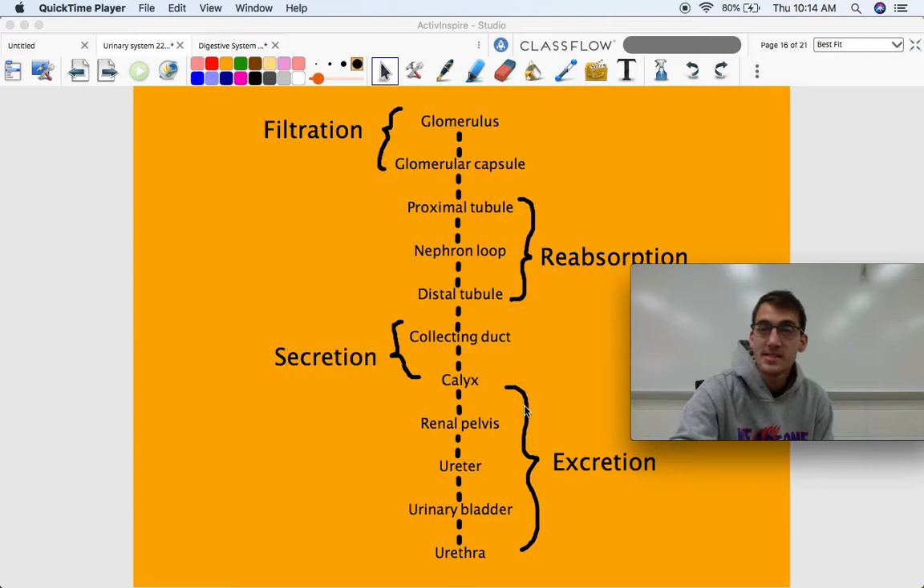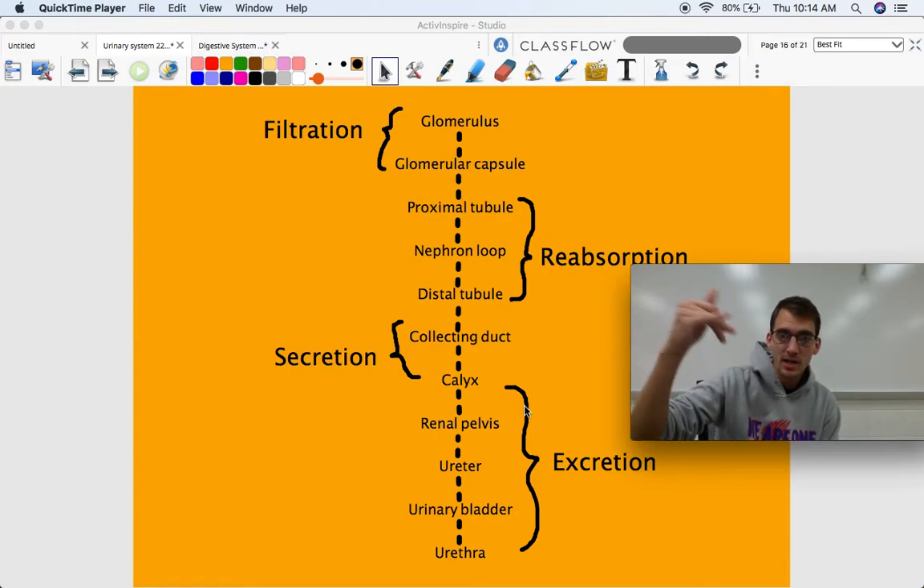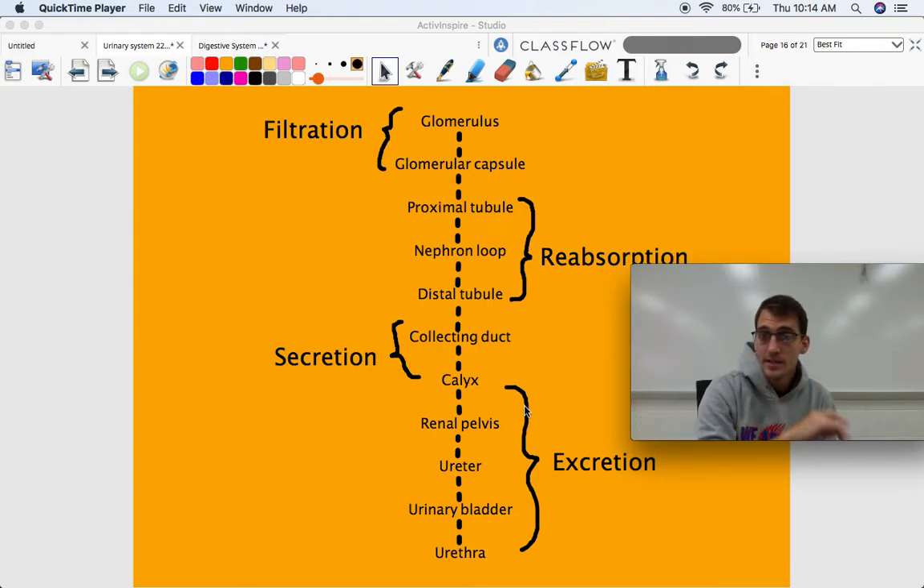And then excretion is the series of funnels that's going to collect more and more urine until it's excreted out. So the calyx within the kidney, the renal pelvis, funnels into the ureter. The ureter is a tube that carries urine all the way to the urinary bladder. The bladder stores it for a little bit, and then it uses smooth muscle to excrete it out through the urethra. And that's number 1.